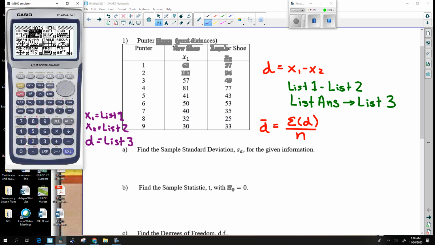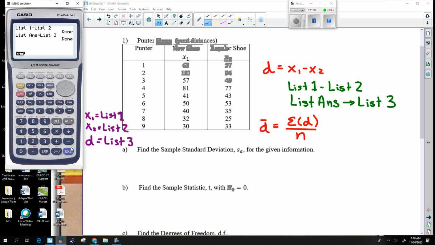So I go to my main calculator and I go list 1 minus list 2. So these are the differences. And so what I do is I take that list answer and store it as list 3. Okay, those are now our differences.